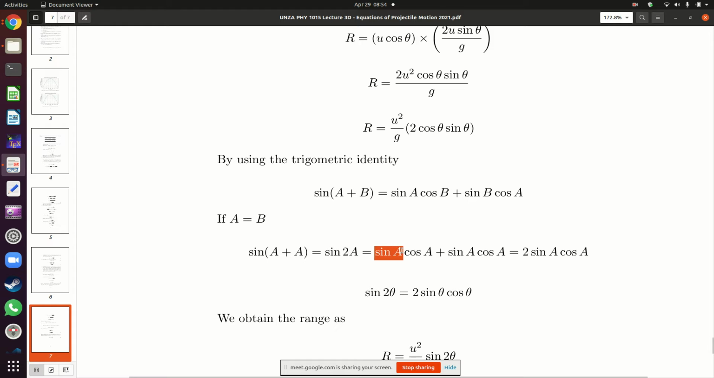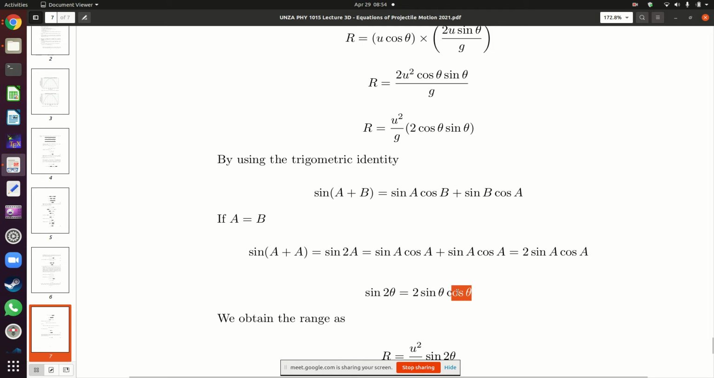This will give us sine A cos A, then sine A cos A again. So we end up with 2 sine A cos A. Now when you look at this, 2 sine A cos A is similar to this, 2 cos theta sine theta. Very, very similar. The only difference is the theta. So if instead of A, we write theta, we end up with 2 sine theta cos theta.